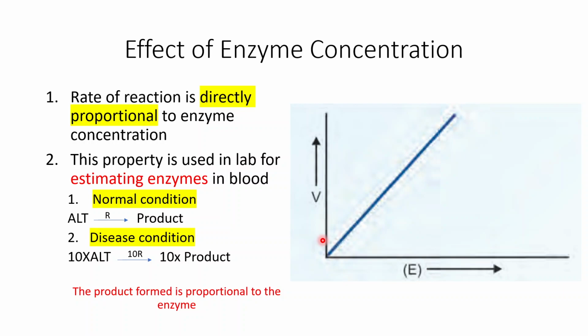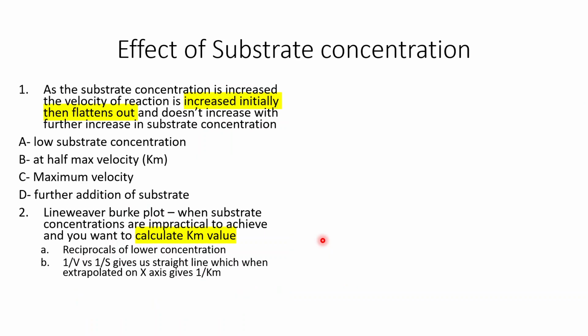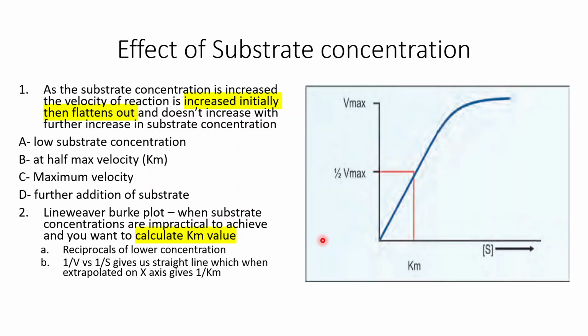Now let us look at the second effect, that is the effect of substrate concentration. As the substrate concentration is increased, the velocity or the rate of the reaction increases initially, then it flattens out and doesn't increase with further increase in the substrate concentration. Again, on the x-axis we have the substrate concentration and on the y-axis we have the velocity. So as the substrate concentration is increased, the rate of the reaction first increases, then flattens out, and further increase in the substrate concentration does not increase the rate of the reaction.